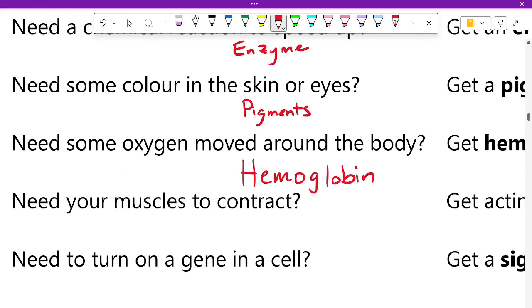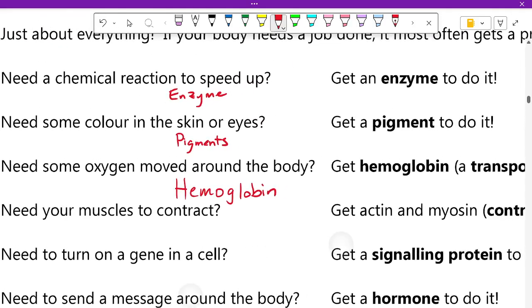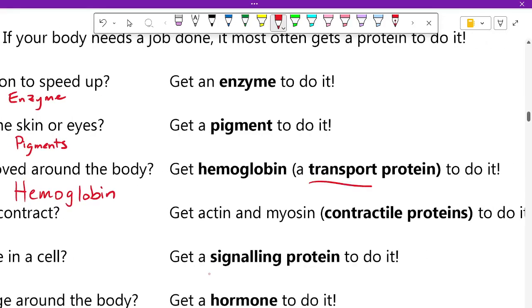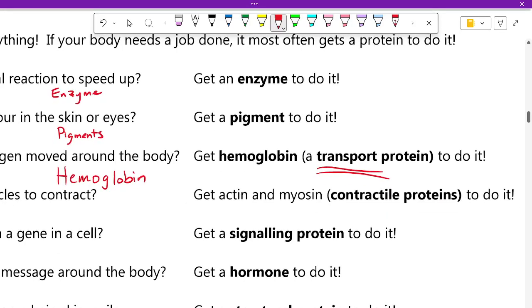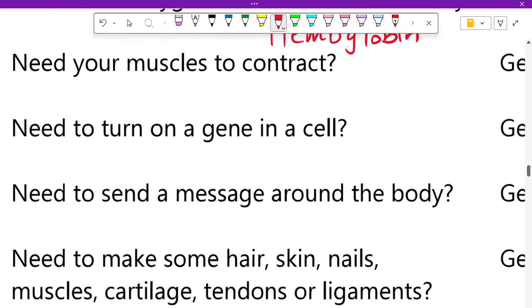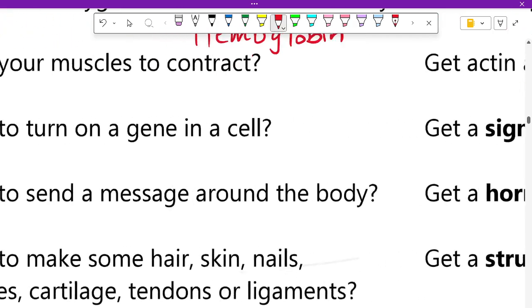Do you need your muscles to contract? Who are you going to get to do it? A protein, and those proteins are called actin and myosin, but do you care that they're called actin and myosin? Not really. Hemoglobin is a transport protein. It moves things around the body. Actin and myosin are called contractile proteins because if you move your muscle, it contracts. Do you need to turn a gene on in a cell? Get a protein to do it. In this case, it's a signaling protein.